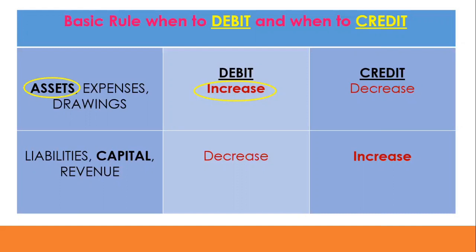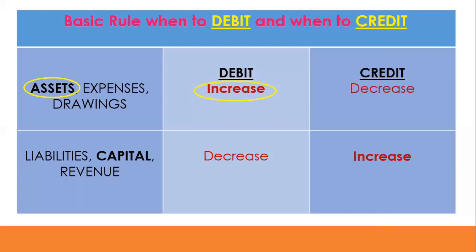Now, based on the rule, if we increase our assets, expenses, and drawings, we need to debit the account. Otherwise, we credit it. On the other hand, if we increase our liabilities, capital, and revenue, we credit the account. Otherwise, we debit it. Now, since cash is an asset, we will encircle asset, since this asset will increase.